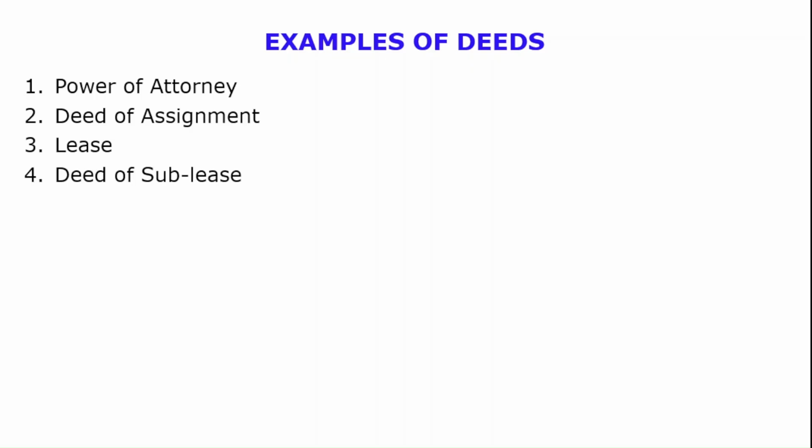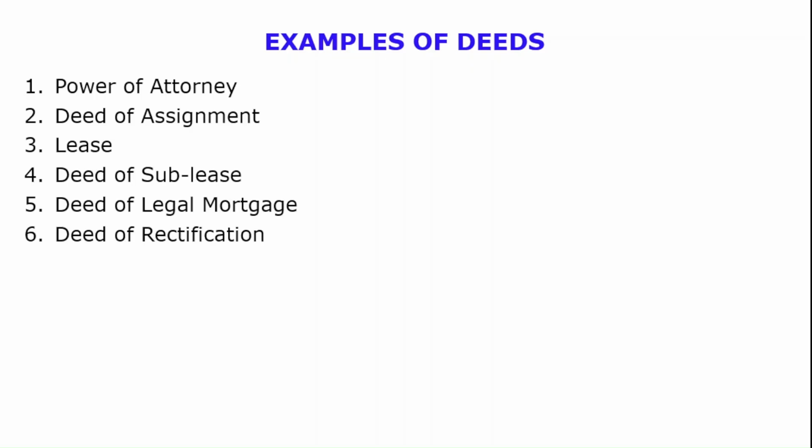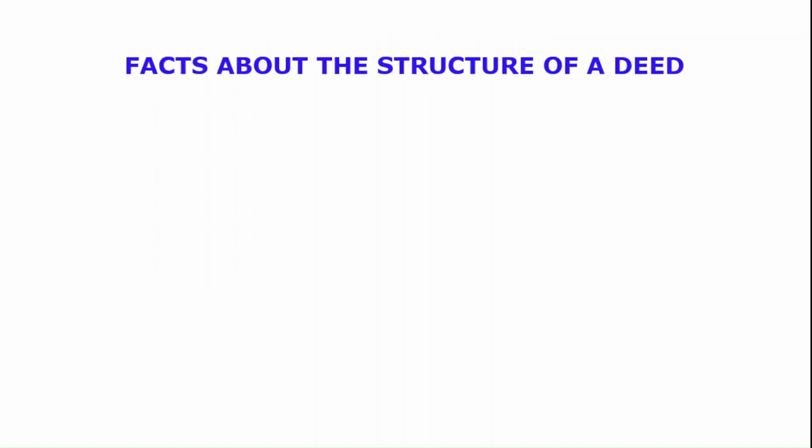So, the various examples of deeds that we have: power of attorney, deed of assignment, lease, deed of sublease, deed of legal mortgage, deed of rectification, right? Deed of revocation, and many others. They are divided into how many parts? 4 parts. And what are these 4 parts? Introductory part, operative part, miscellaneous part, and what? Concluding parts. Now, our focus is deed of assignment, and of course, we are following the syllabus, right? So our focus is to discuss deed of assignment.